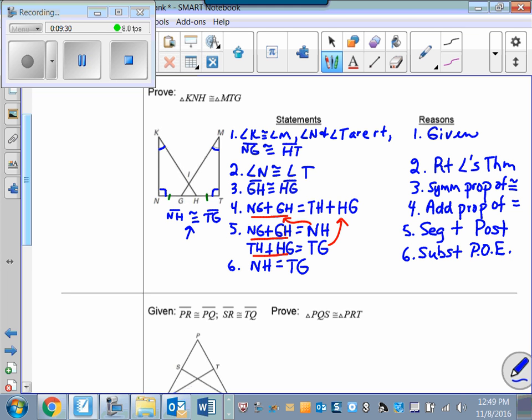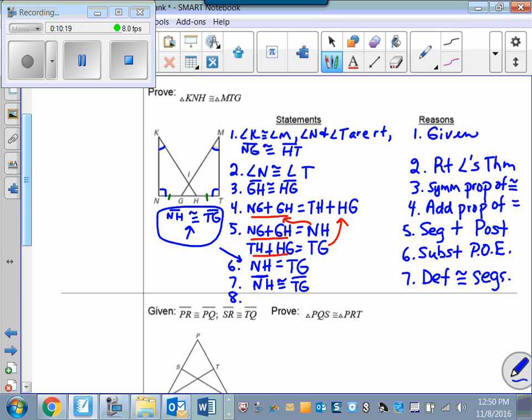All right, so now I have it, right? I have two angles and the sides I wanted. But wait a minute, I'm not quite there. What do I have to do? I have to change number 6 to a congruence statement. Remember, all my triangle congruence postulates or theorems depend on congruence, not equality. So NH is congruent to side TG, and I can always do that by the definition of congruent segments.